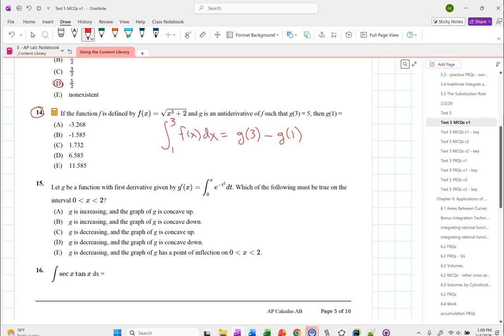That's the fundamental theorem of calculus part 2. That I can just find from my calculator. That I know is 5. And then I can just solve for g of x.